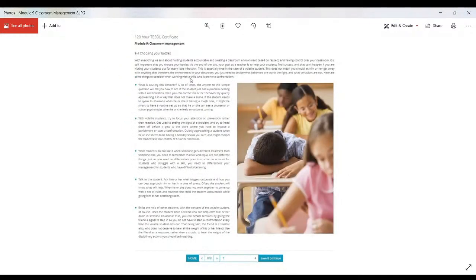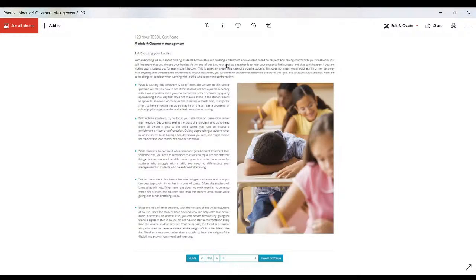Next part is choosing your battles. With everything we said about holding students accountable and creating a classroom environment based on respect and having control over your classroom, it is still important that you choose your battles. At the end of the day, your goal as a teacher is to help your students find success. And that can't happen if you are kicking your students out for every little infraction. Okay, sabi dito, little, no? Kailangan i-stress natin yung salitang yun.